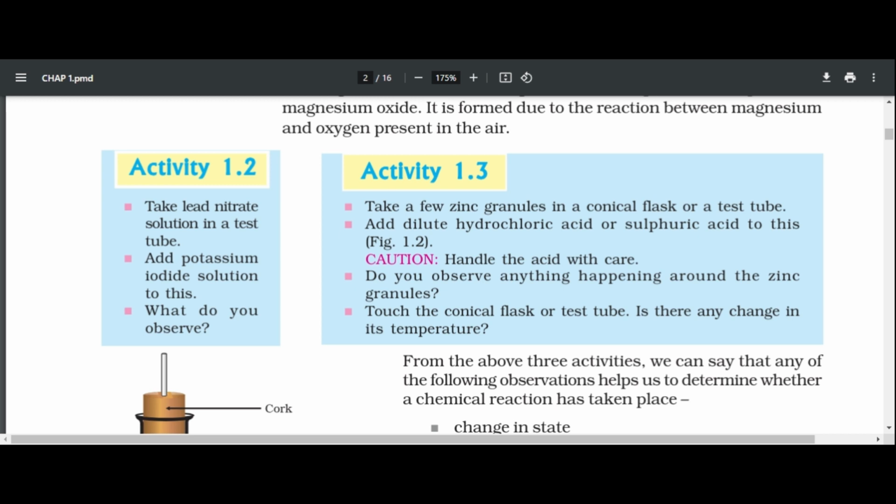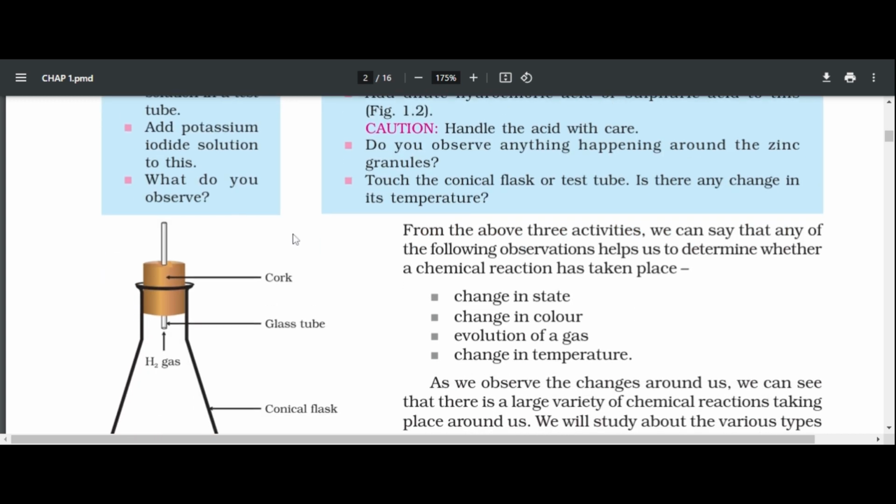Activity 1.3. Step 1: Take a few zinc granules in a conical flask or a test tube. Step 2: Add dilute hydrochloric acid or sulfuric acid to this. Caution: Handle the acid with care. Step 4: Do you observe anything happening around the zinc granules? Step 5: Touch the conical flask or test tube. Is there any change in its temperature?